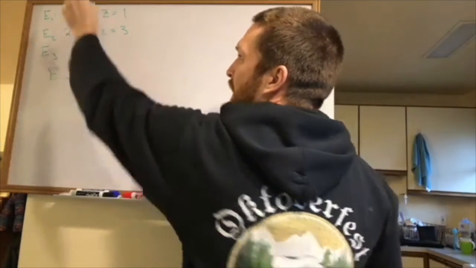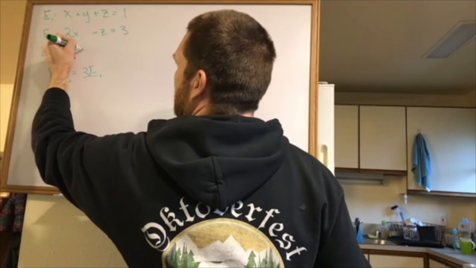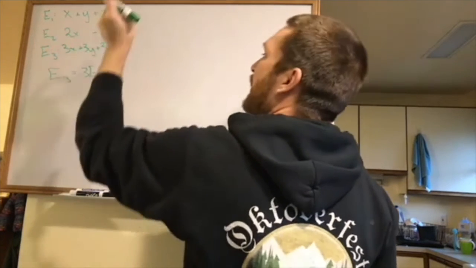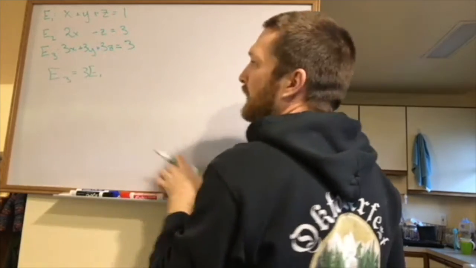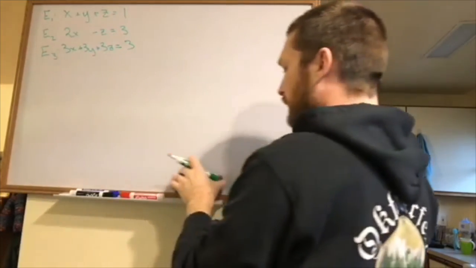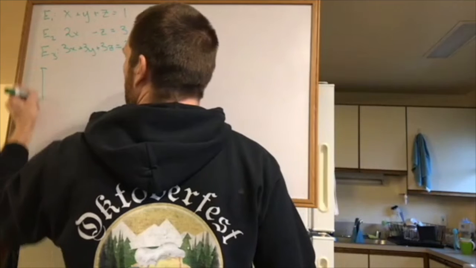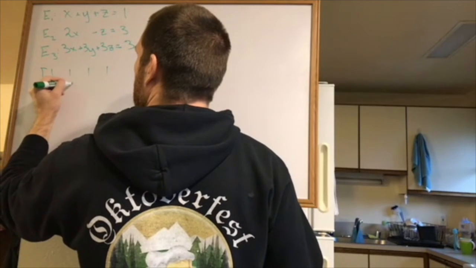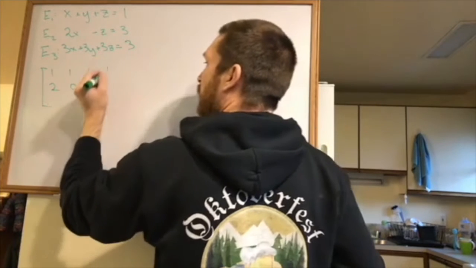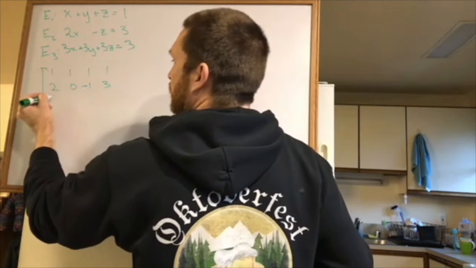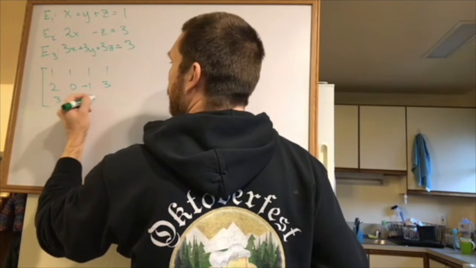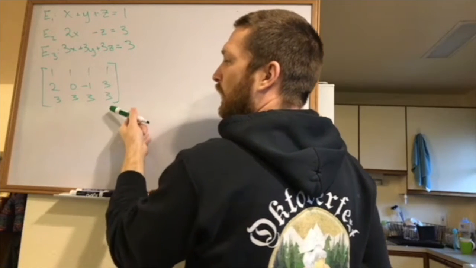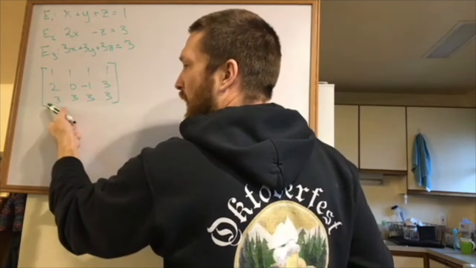We're going to go 3 times that first one, gives me 3x's plus 3y's plus 3z's equals 3. And now if I were to put this into a system and row reduce this guy, the first equation gives me 1's all across. We get 2, 0, -1, 3. Finally, we get 3, 3, 3, 3. I'm not going to go through getting that guy out of the way, because we could see what's going to happen when we do this.